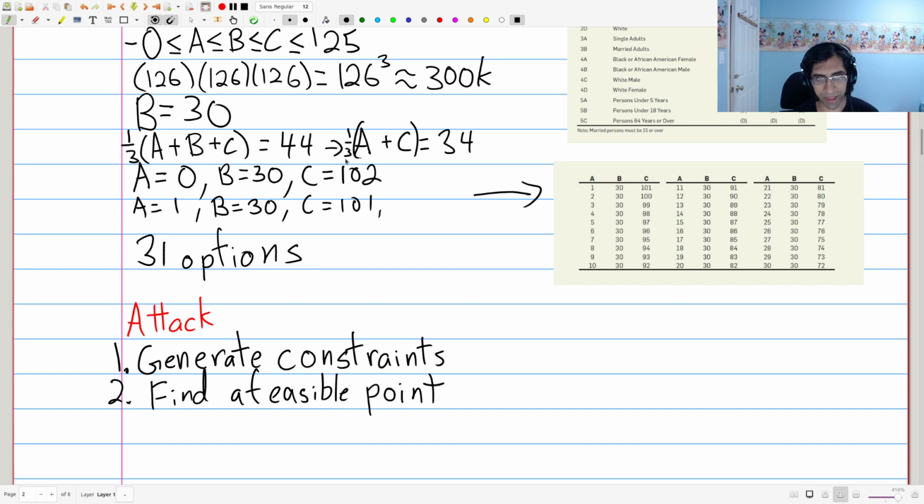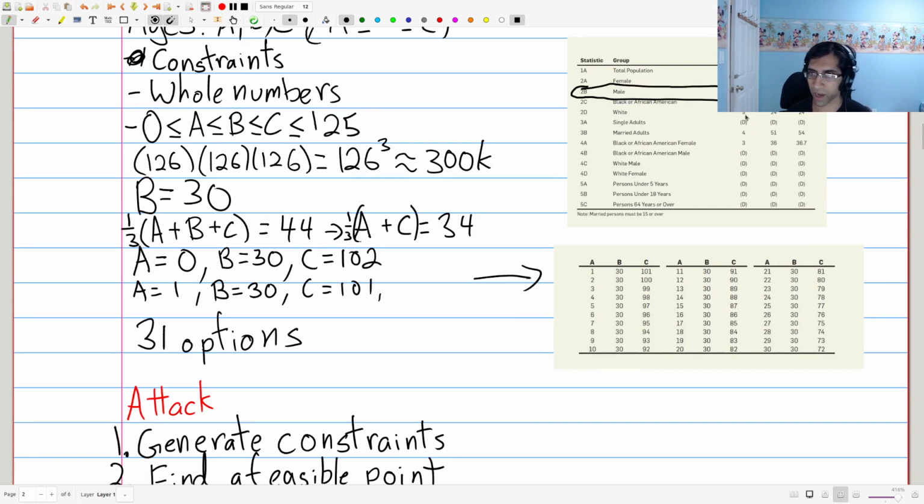You might be thinking, okay, there's a lot more than one feasible point, there's 31 options. So how do we know which one of these choices is the right one? But the thing is, imagine you have all these statistics. It's possible to define constraints based on all these statistics, which narrow it down rather rapidly.